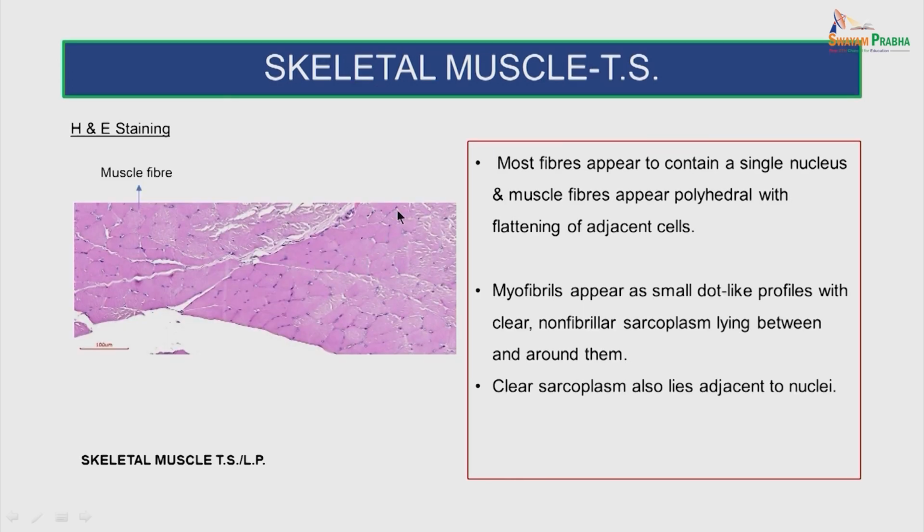This is the slide of skeletal muscle, a transverse section. Most fibers appear to contain a single nucleus, and the muscle fibers appear polyhedral with flattening of adjacent cells. The myofibrils appear as small dot-like profiles with clear non-fibrillar sarcoplasm lying between and around them. Clear sarcoplasm also lies adjacent to the nuclei.